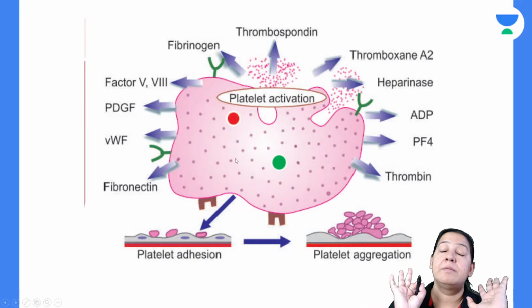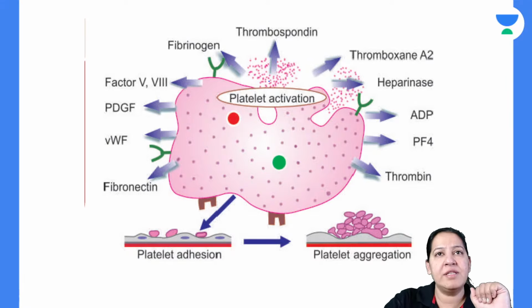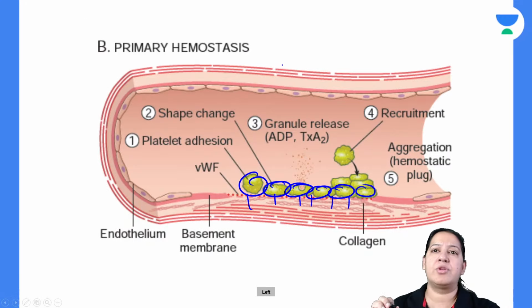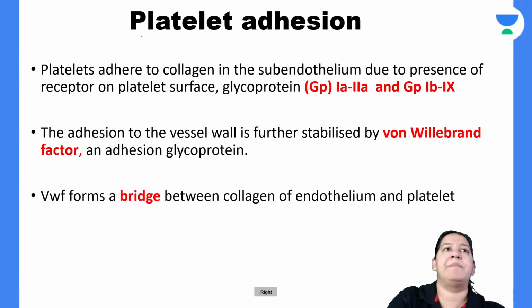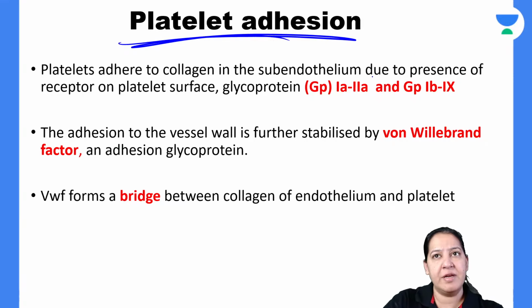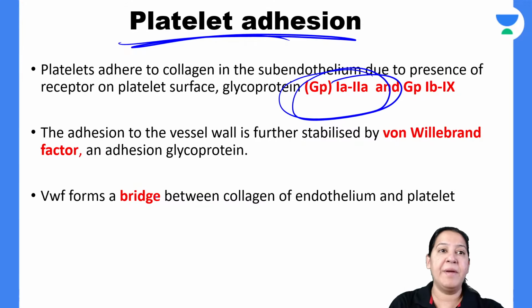And this is the step between the two, the second step between adhesion and aggregation. So can you see the granules? The granules are coming out of the platelet, right? So let me tell you the three steps one by one. So the first step is adhesion. For adhesion, the receptor is GP1A2A and a bridge is required.